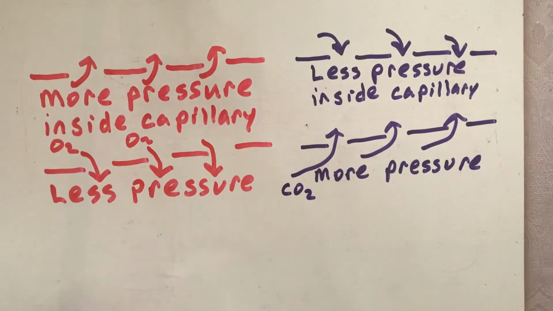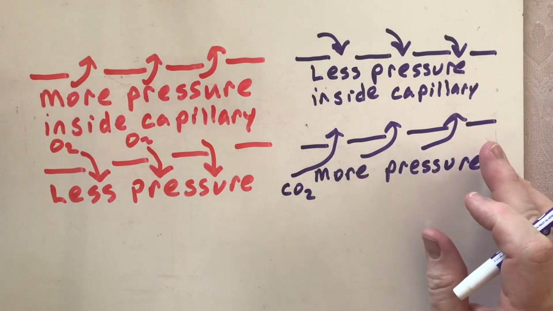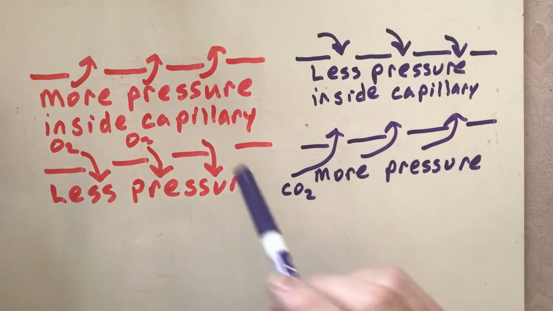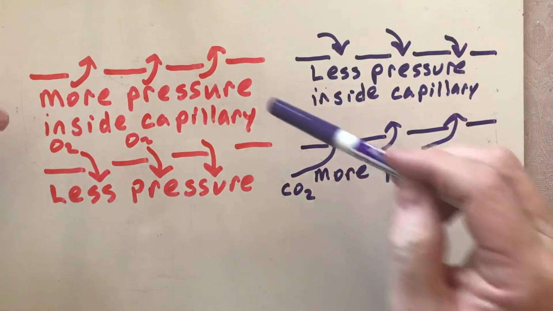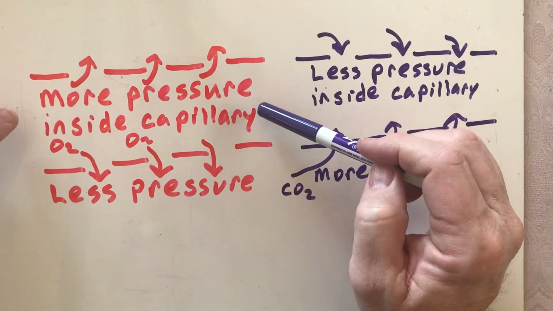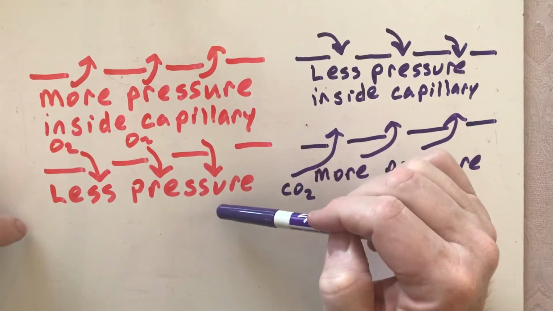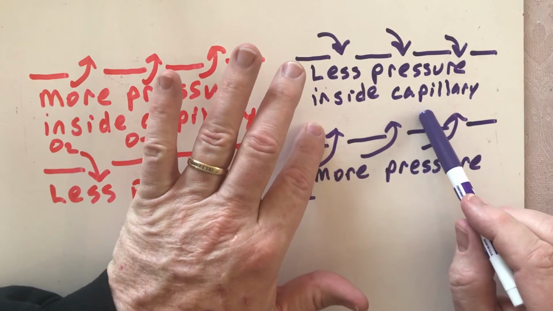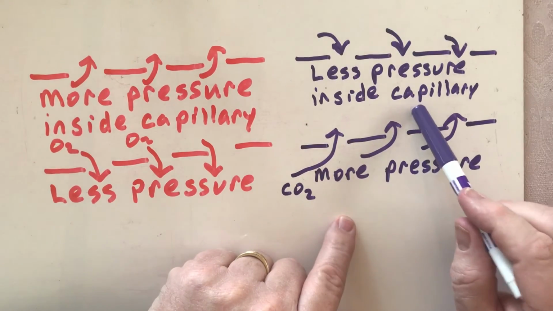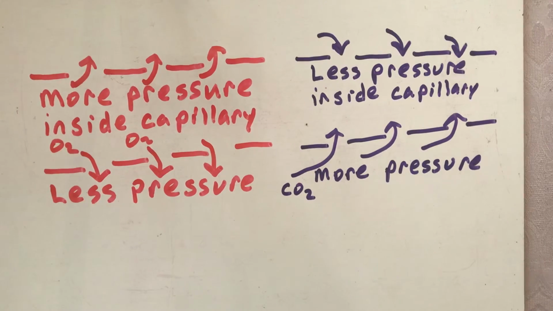Okay, so once again, the reason that materials move into and out of the bloodstream is because of the amount of pressure inside the capillary in comparison to outside. On the arterial side, we have more pressure inside the capillary than outside, so materials go out. On the venous side, or the vein side, we have less pressure inside the capillary than outside, so materials go in. And that's why materials go into and out of the bloodstream.